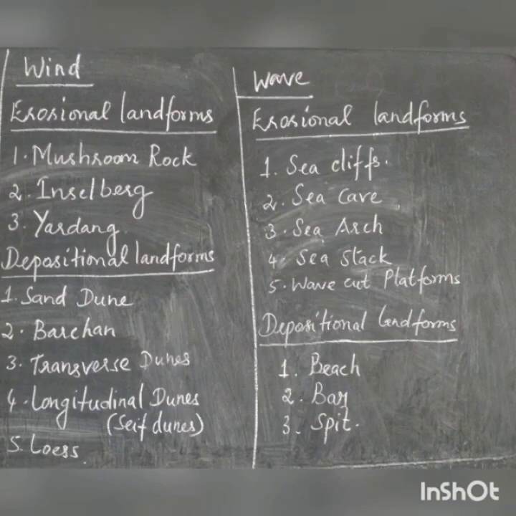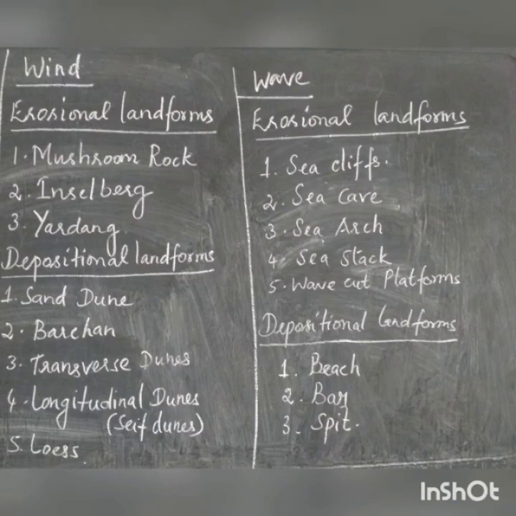So, in these types of yardangs, when winds blow over these rocks, the soft layers get eroded, leaving irregular crusts. These are called yardangs. Next, depositional landforms of wind. The depositional landforms of wind are sand dunes, barchans and loess.